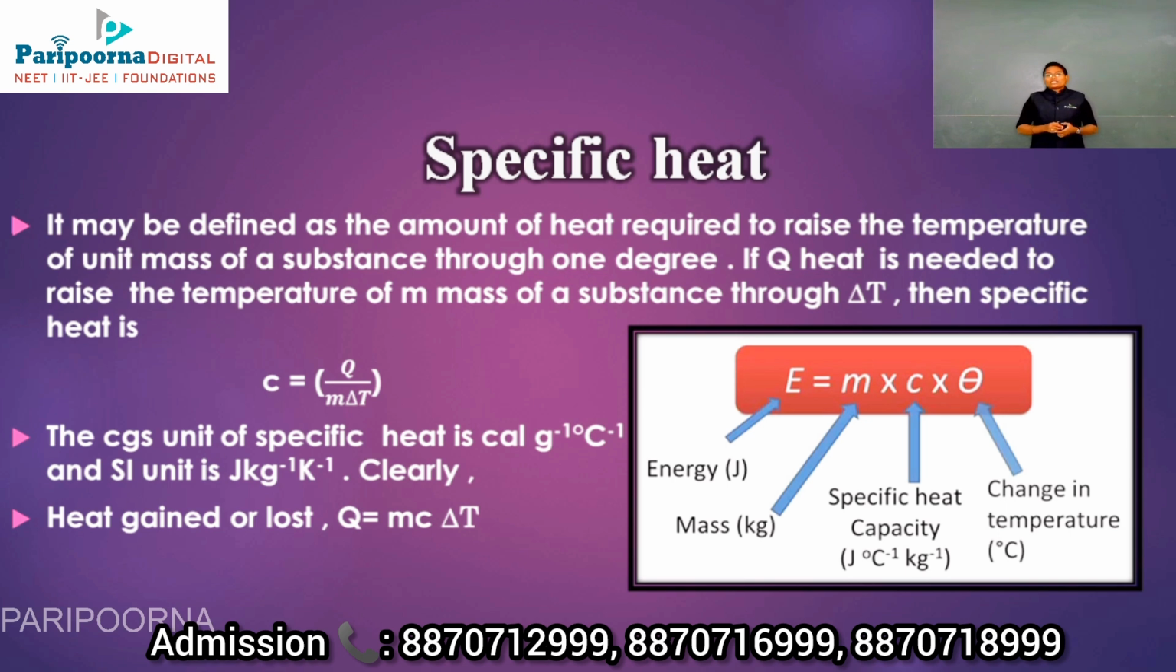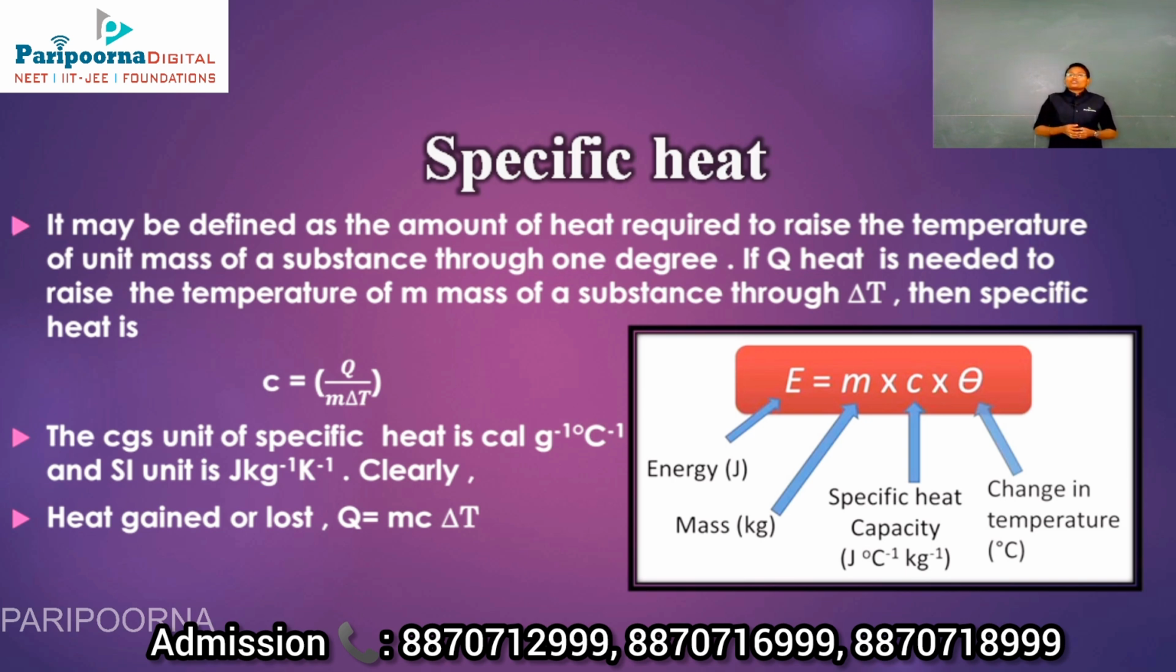Now, here we are going to discuss the specific heat. So, what is specific heat here? It may be defined as the amount of heat required to raise the temperature of unit mass of a substance through 1 degree. If Q is the heat needed to raise the temperature of mass M of a substance through a variation of temperature del T, then the specific heat will be written as C is equal to Q divided by M del T.